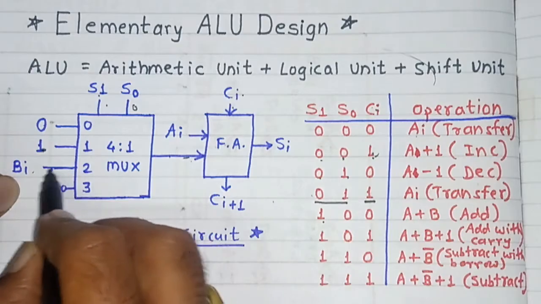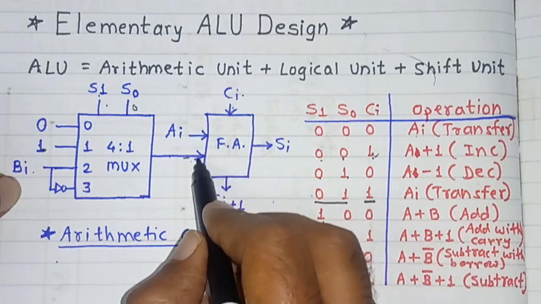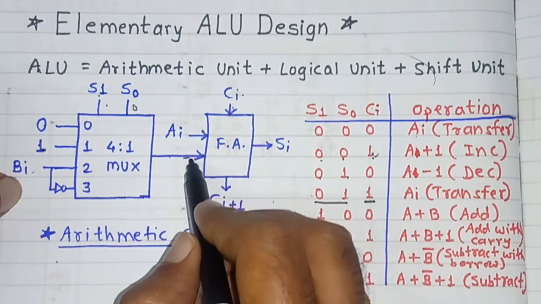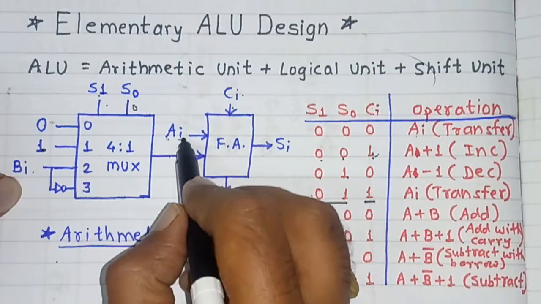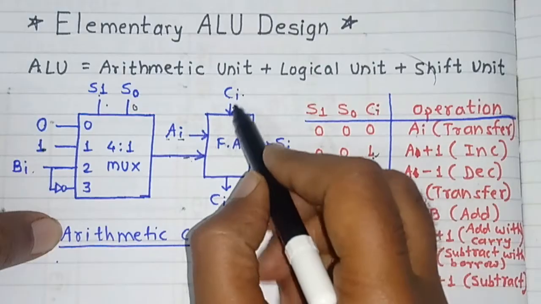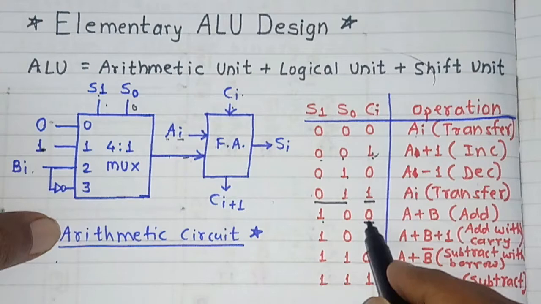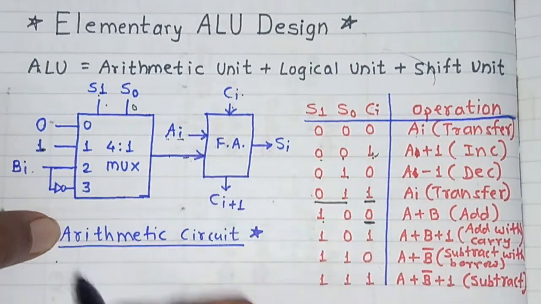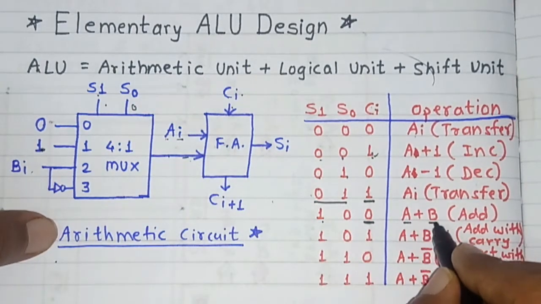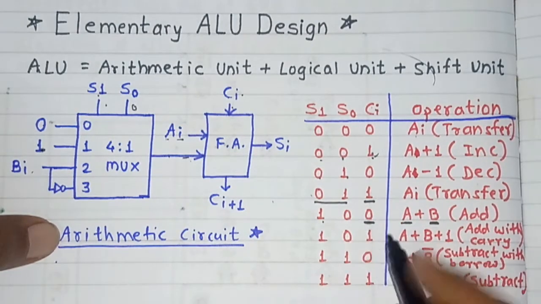This BI bit will be transferred as an input to the full adder. That is the second input to the full adder. The first input is AI. So AI plus BI will be added with Ci equal to 0. Here Ci is equal to 0, so we are not considering any other external value except the A and B values. That's why this is the A plus B operation for the 100 code.